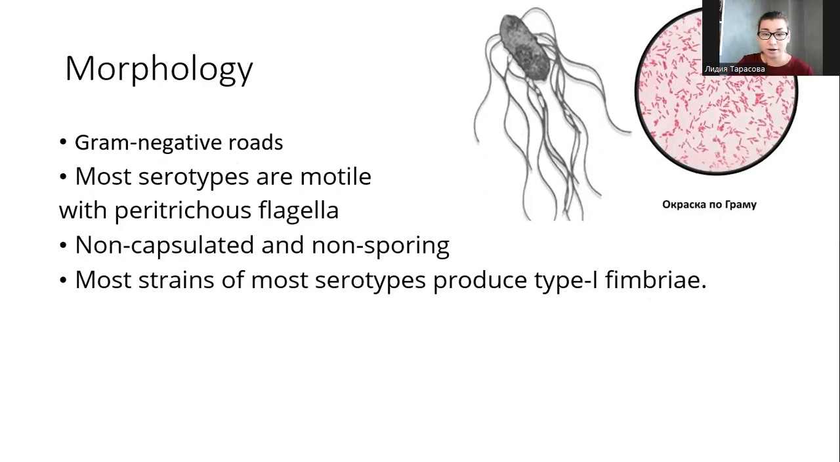For example, if you have some chicken eggs on the higher shelf of your refrigerator, Salmonella can move from the higher shelf to the lower shelf in one night. This process of moving from the higher shelf to the lower shelf takes about 6-7 hours. Salmonella is non-capsulated and non-sporing. Most strains of most serotypes produce type 1 fimbriae.